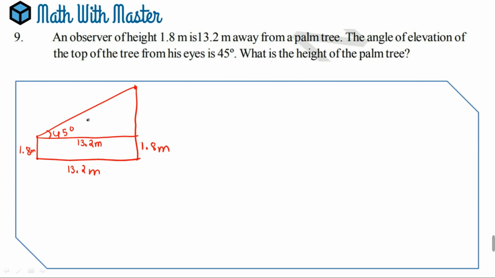So we will give some names to the points. This is point A, point B, point C, point D, point E. So for angle A, the perpendicular or opposite is ED, and the hypotenuse is AE. Base or adjacent is AD.